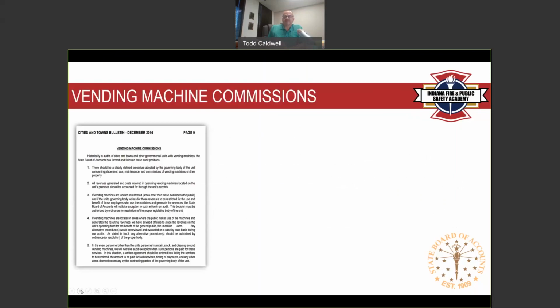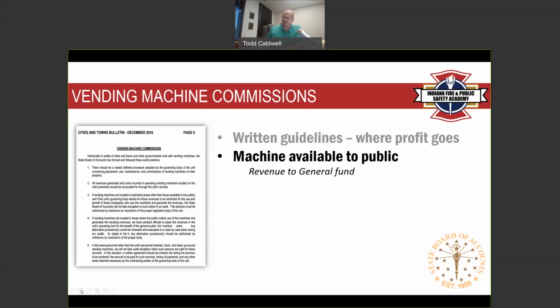Another area of receipts that you might run into, depending on what you've got going on, is if you have vending machines. And I think this page, if you have handout materials, should be in it. It's a copy of the Cities and Towns Bulletin from December of 2016. And it basically will tell you that if you've got vending machines, you need to have written guidelines on where the profit or the money from that goes to. If the machine is available to the public, the revenues should go through the city or town records through their general fund.